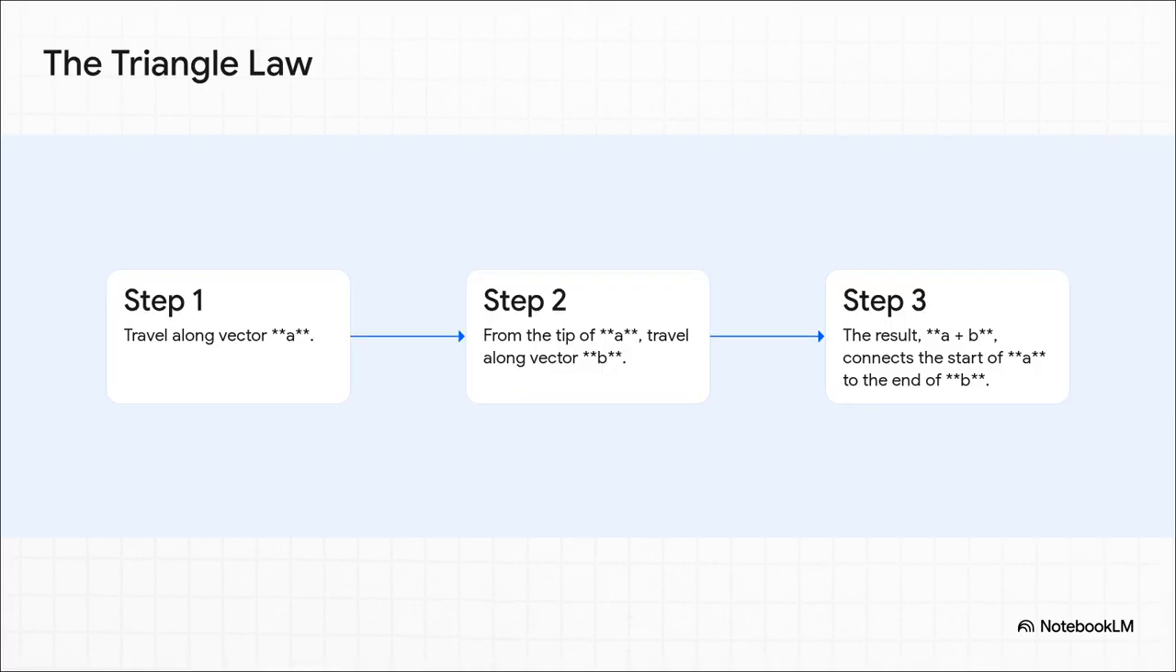And there's a really cool way to visualize this called the triangle law. All you do is you take your first vector, A, and then you take your second vector, B, and you place the tail of B right at the tip of A, like you're continuing the journey.